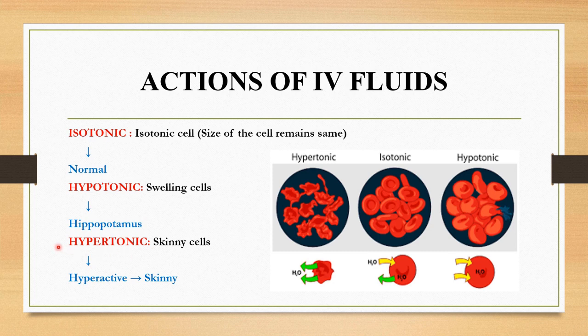The third one is hypertonic. As the concentration is high comparing to blood, the water from the intracellular fluid moves to the extracellular fluid, which makes the cell to shrink, end up with skinny cells. Just remember, hyperactive people will always look skinny.